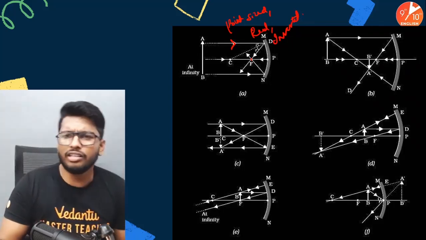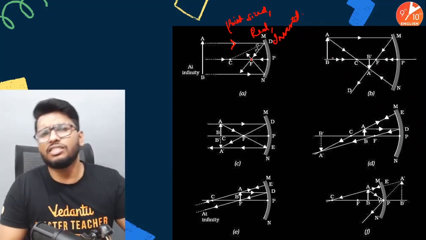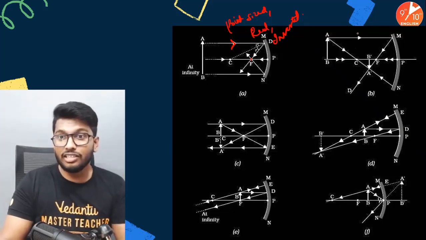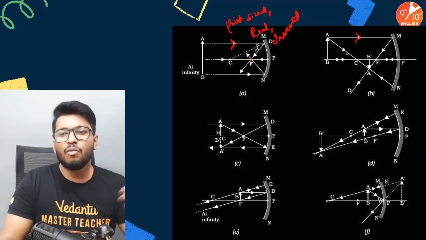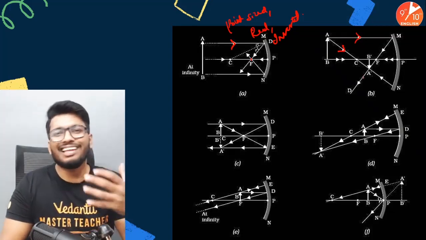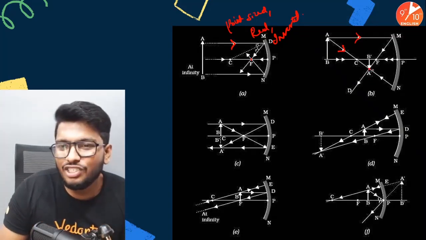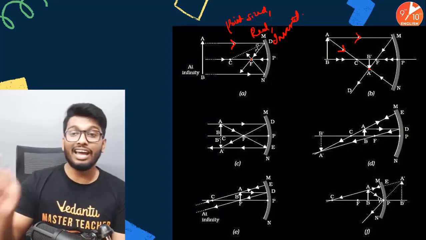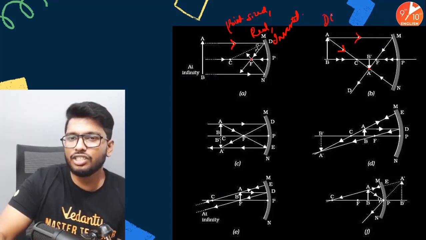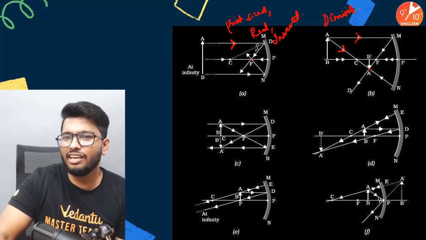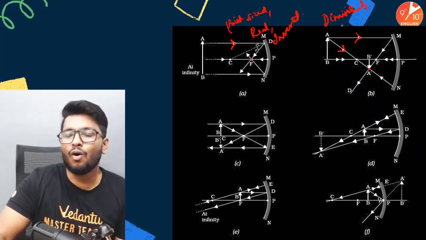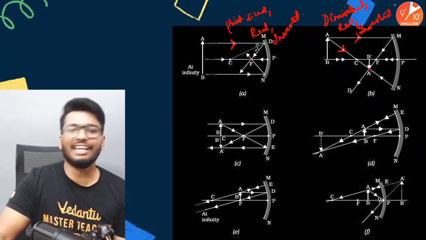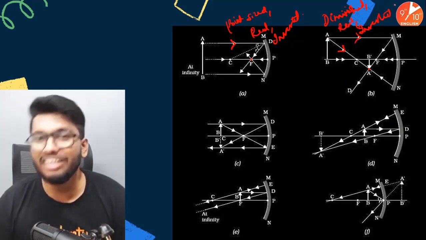Second one is when the object is beyond C or between infinity and C. In this case, after reflection, one ray of light parallel to the principal axis and one more passing through the center of curvature meet at a junction between C and F. That is where the image is formed. The size of the image is diminished, because it's smaller than the size of the object. It is also going to be real and inverted in nature. So this is the image property for the second one.